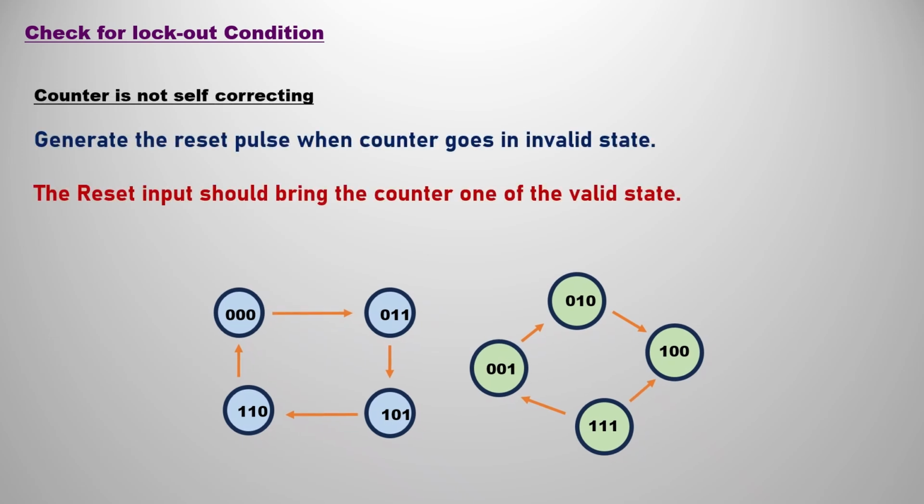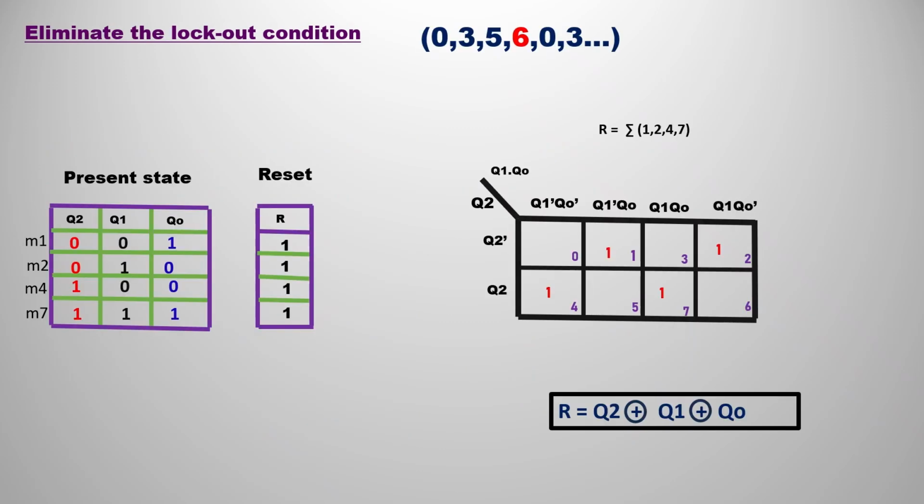First of all, let's see the definition. The counter is not self-correcting, we already know that. So we generate the reset pulse when the counter goes into an invalid state, so that we do not obtain the invalid states. The reset input should bring the counter to one of the valid states. Here the valid state is 0, 0, 0. If you want to reset to something else, suppose 1, 1, 1, you reset to 1, 1, 1. Like that you can reset. For that reset, we are going to connect it to clear.